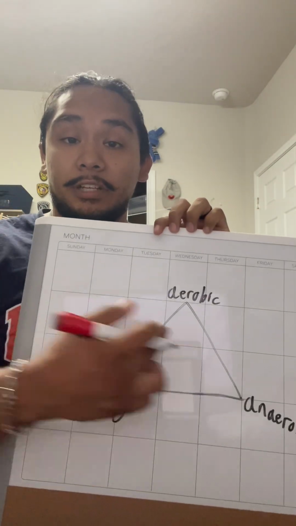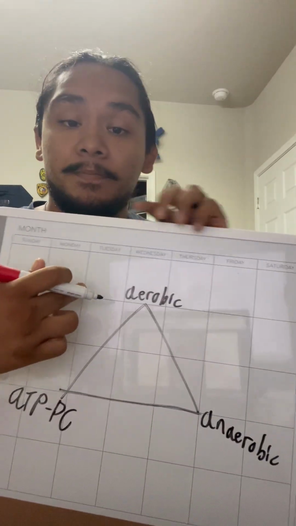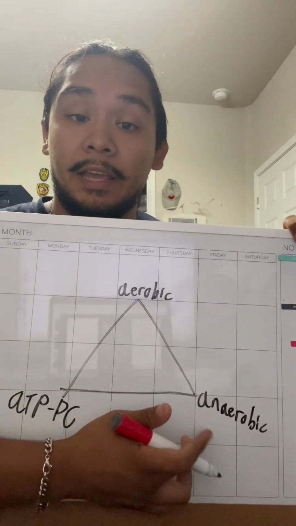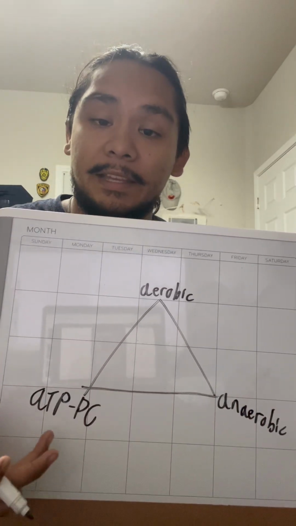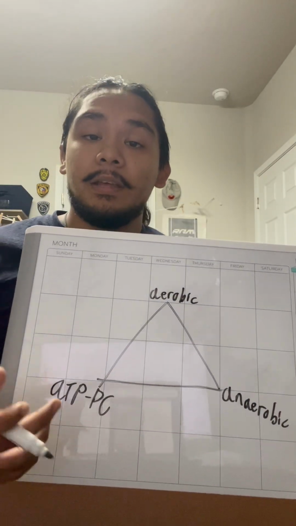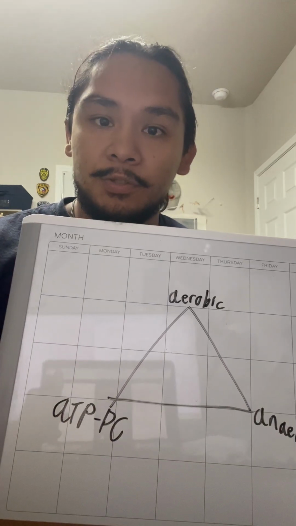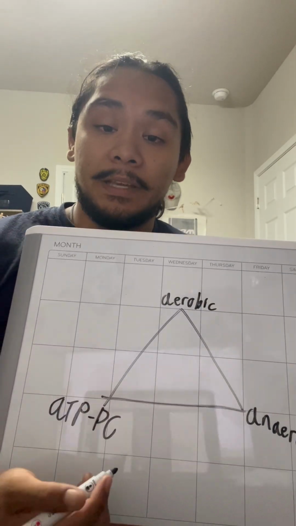Now, to begin with our diagram to explain how this relates to the world of sports, I have drawn up this triangle with aerobic here on top at this top point, and anaerobic here at this point, and the ATP system here at this point. To make use of 3 sports, we're going to use the 100-meter sprint, the soccer goalie, and then the soccer midfielder.